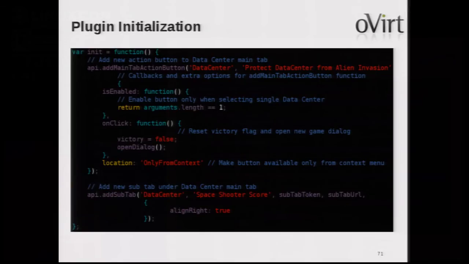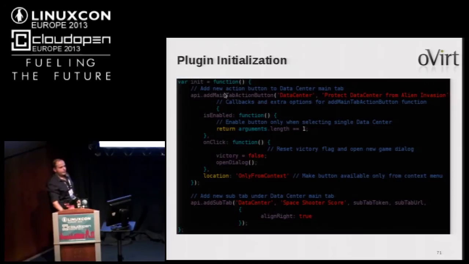If I'll show you the code for that, again, very simple. I created an init function that adds a new main tab action button. You saw I have a new action button. The scope was a data center. I protected my data center from alien invasion. It's enabled only if one data center is selected. And when I click on that, it calls the open dialog function.